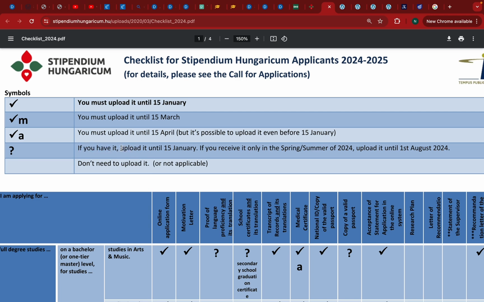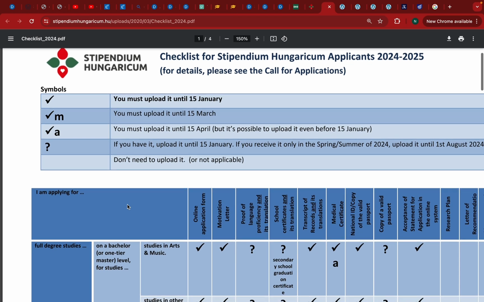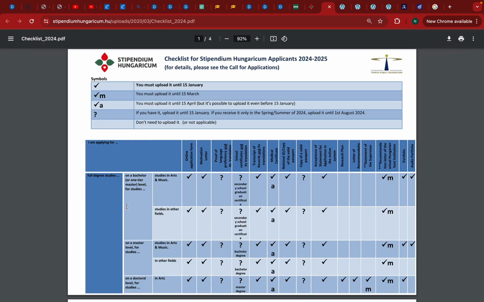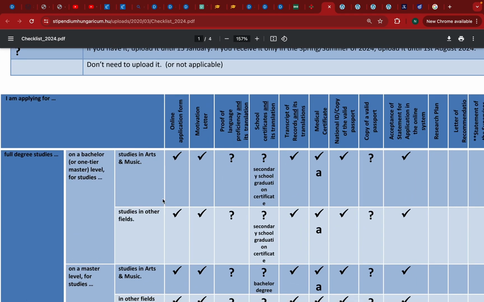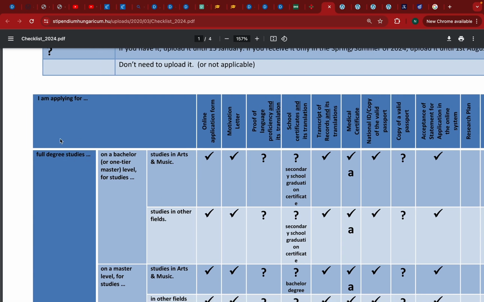And then the symbol with the question mark says that if you have it, upload it until 15th January. So if you see anywhere with the question mark, it means I have to upload it until 15th January. And then the blank space means that you don't need to upload anything or it's not applicable.